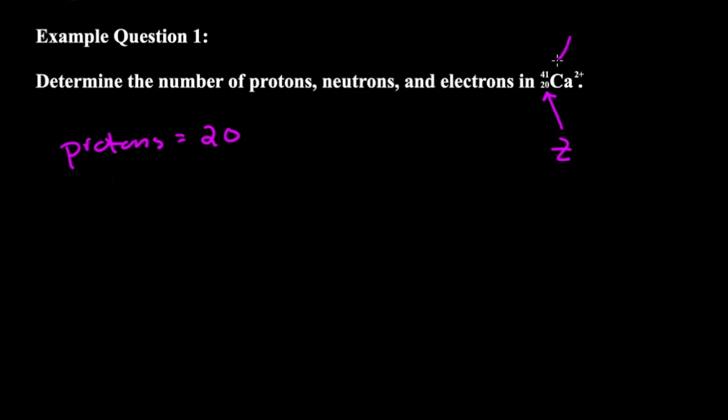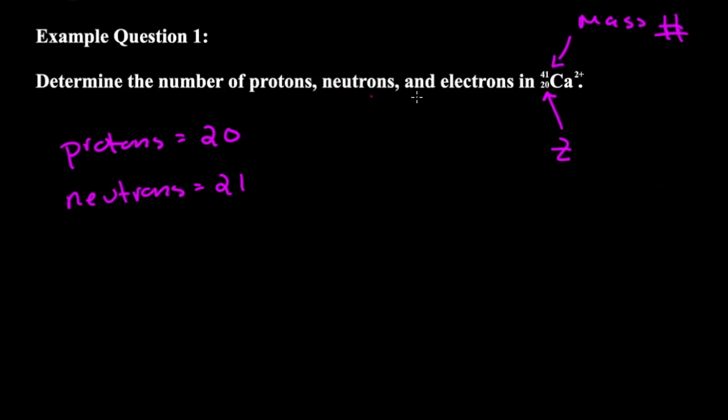And then there's a 41 up here, and that's going to be the mass number. The mass number represents the number of protons plus the number of neutrons. So if protons plus neutrons is 41, and we just want the neutrons, we would do 41 minus 20, and you would get 21. So the number of neutrons here is going to be 21.